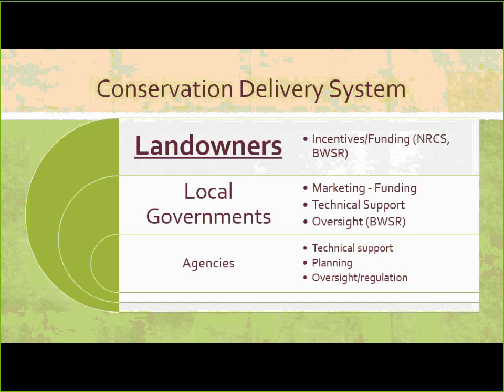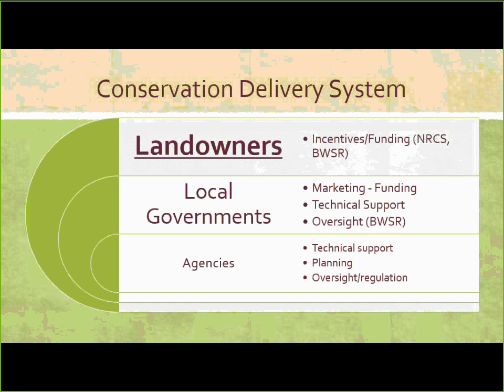I wanted to also frame this in, what is the conservation delivery system that's out there? We've been talking a lot about models and talking about who's actually implementing things. Landowners are who does implementation. And 78% of the land in the state of Minnesota is owned by private people, private landowners. And we have a lot of money from NRCS, Bowser, other agencies also passing through to landowners. Local governments help with that, and agencies provide technical support, planning, through oversight and regulation.